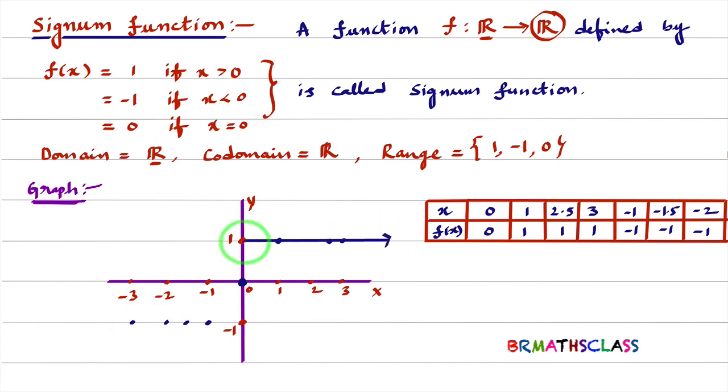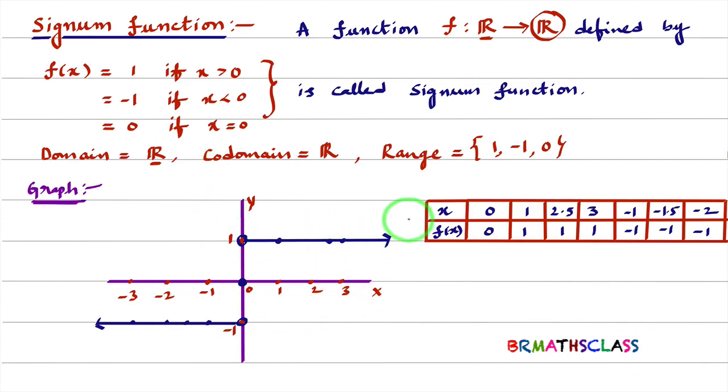So here, you need to observe it's an open circle. Now, you observe here, if I join all these points, then you will get like this. So, what is this? This is the graph of Signum function. The Signum function graph looks like this. I hope you understand this class.